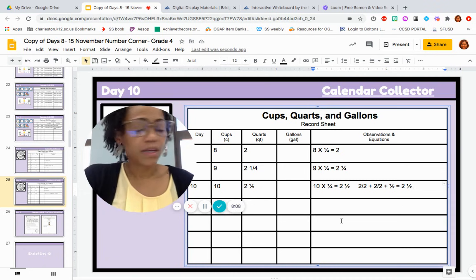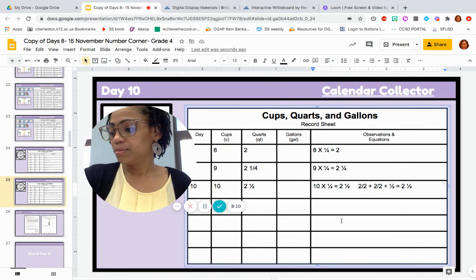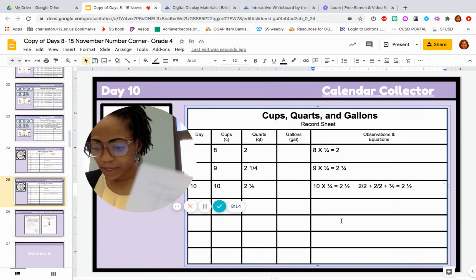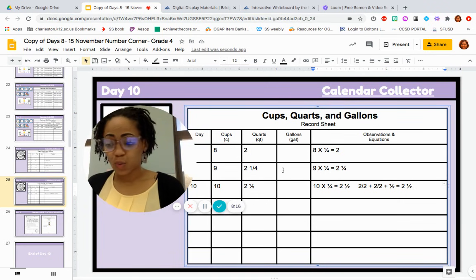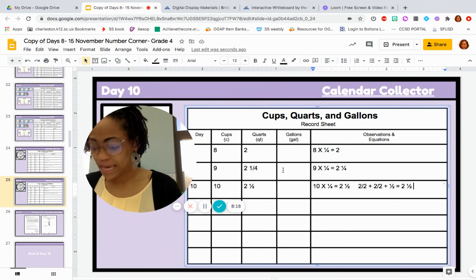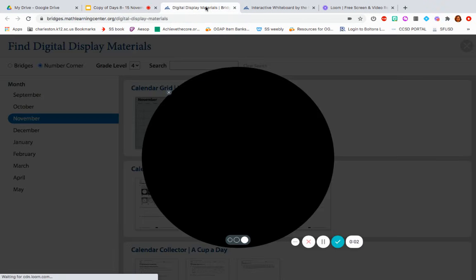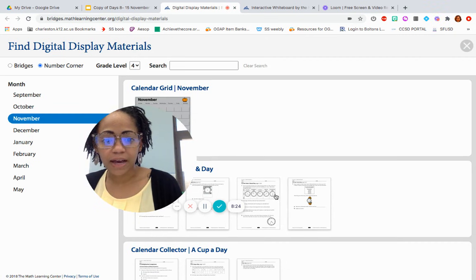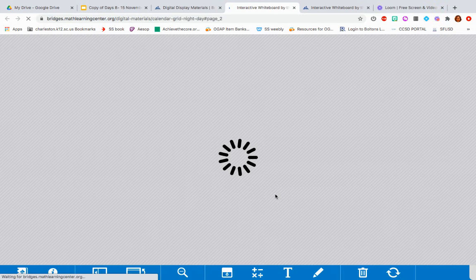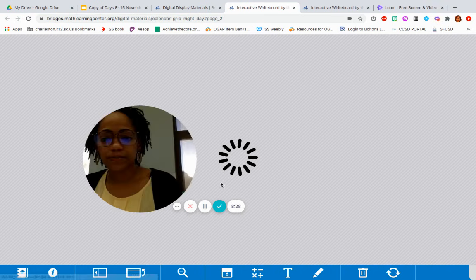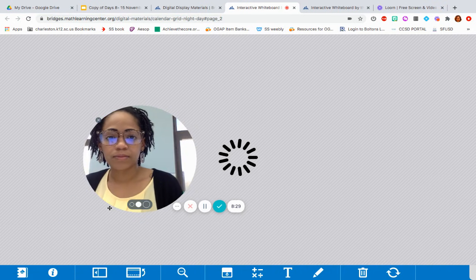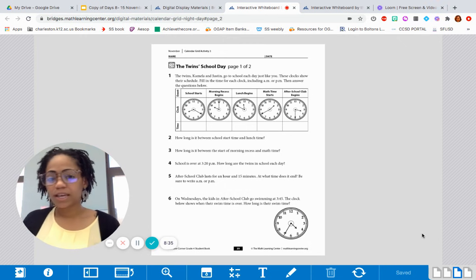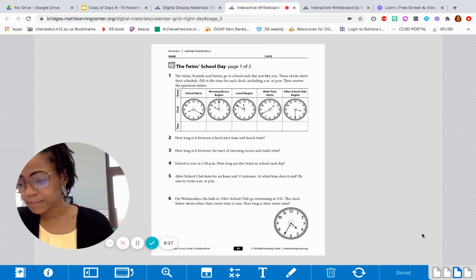All right, great. Well, now you guys are going to be opening up your number corner notebook, and we're going to be on page 25 today. So go ahead and get that out while I pull it up on my end. Page 25. Right, it should say the twins' school day at the top.